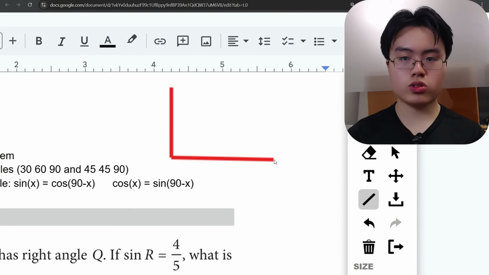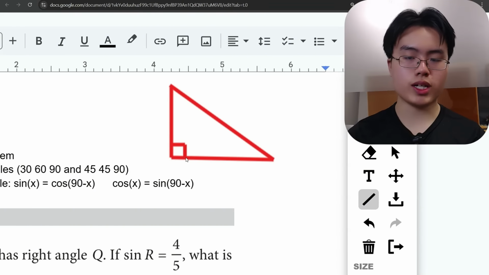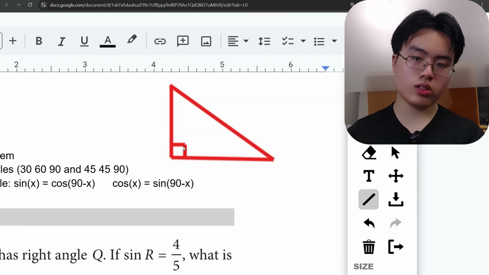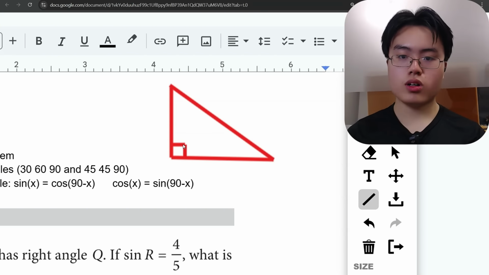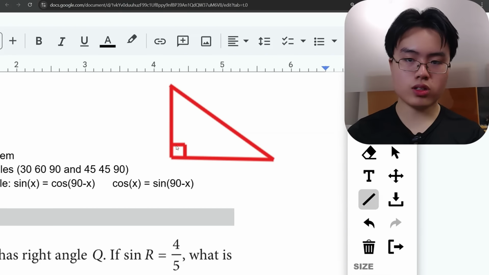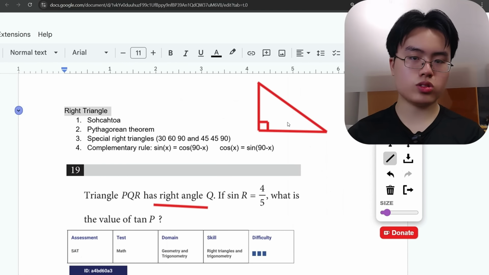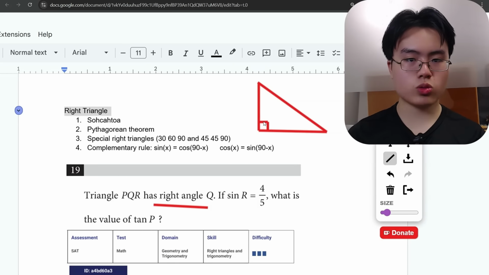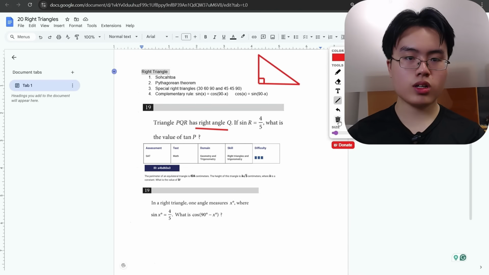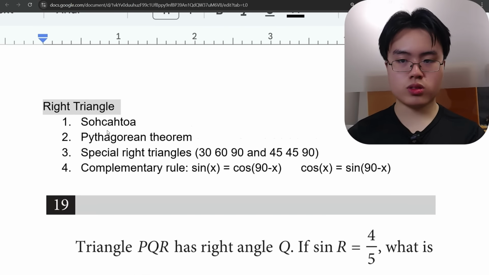So for example, here's a triangle. This symbol usually denotes a right angle. If you see a square on an angle, that means it's a right triangle. You can think of a square as a 90-degree angle. So it should say there's a right angle in it, or it should say it's a right triangle, or you see this square-looking thing on one of the angles. Then you know it's a right triangle. If it doesn't do that, then you can't use these 4 at all.